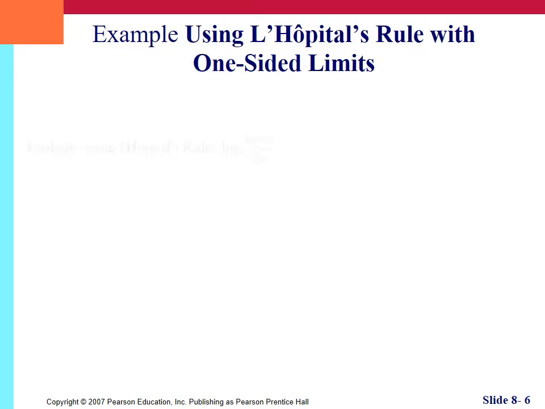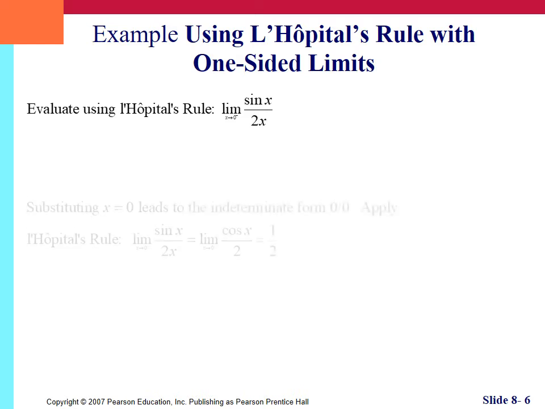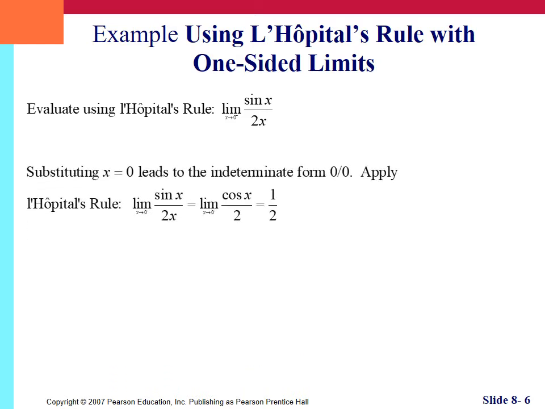Let's have a look at the second example of our lesson. Evaluate using L'Hopital's rule: find the limit of sine x divided by 2x as x approaches 0 from the left. Let's substitute x equal to 0 in both the numerator function and the denominator function. Sine of 0 in the numerator gives us 0, and 2 times 0 in the denominator also gives us 0. So it's an indeterminate form of the type 0 over 0.